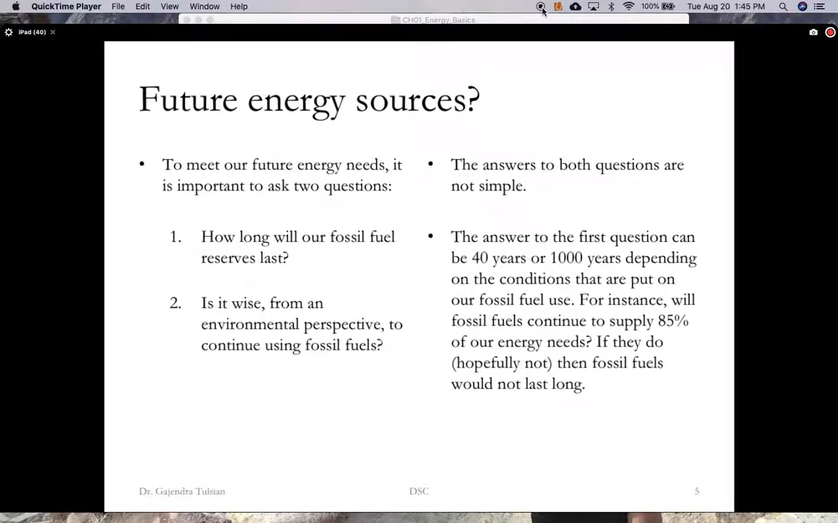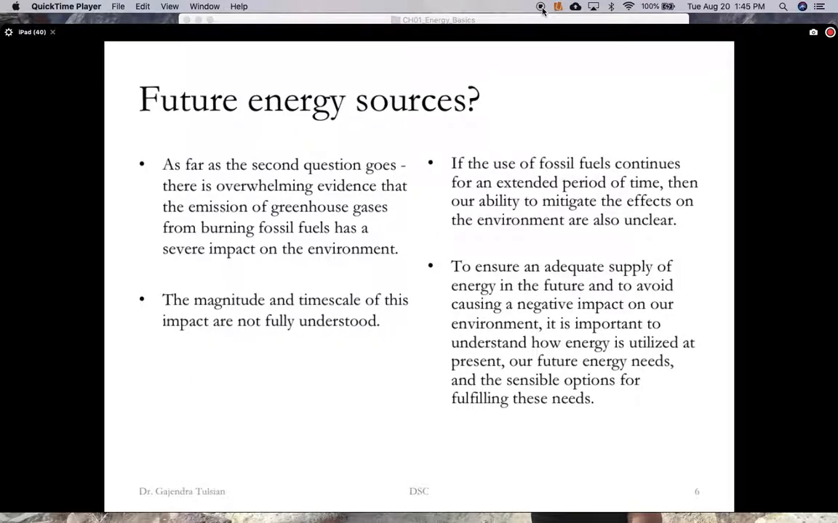So to answer the second question, what is the environmental impact of our fossil fuel use? There's overwhelming evidence that the emission of greenhouse gases has a severe impact on the environment. The magnitude and time scale of this impact is not fully understood, but we know it's impacting us.